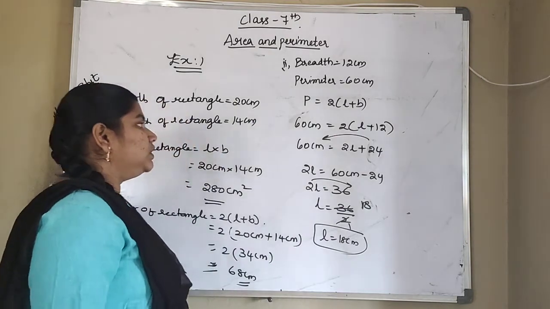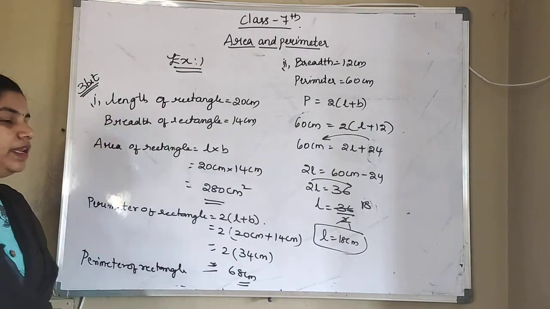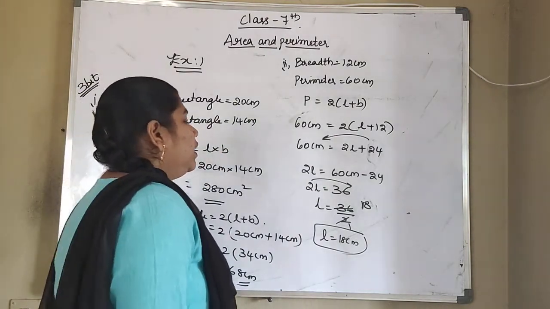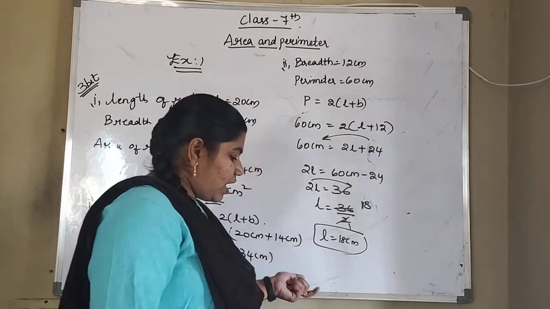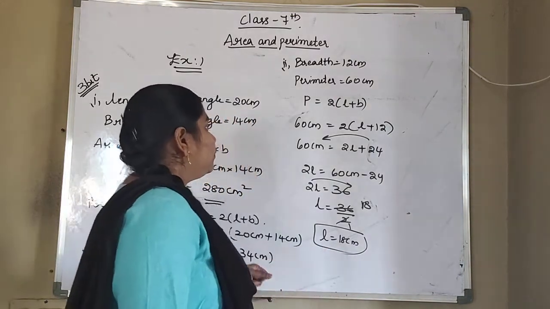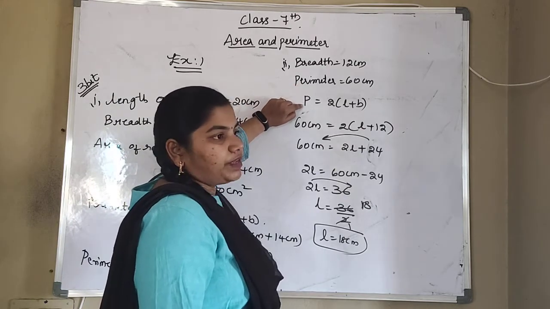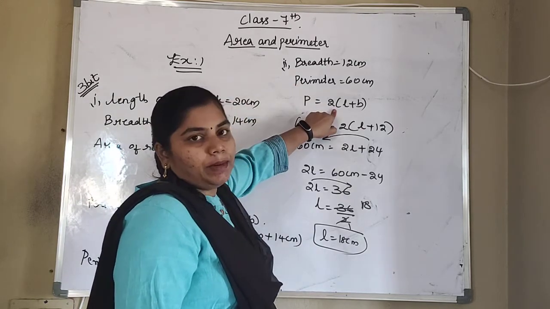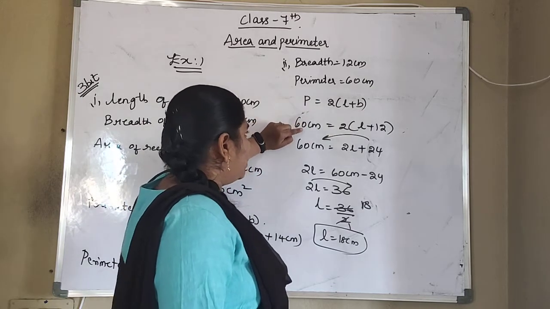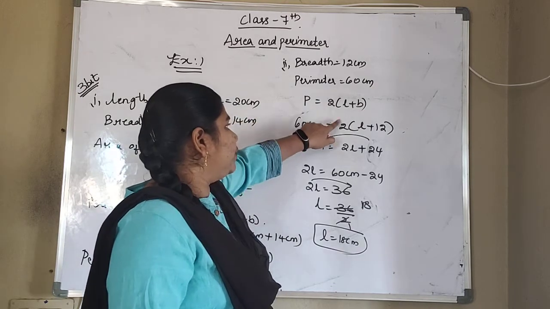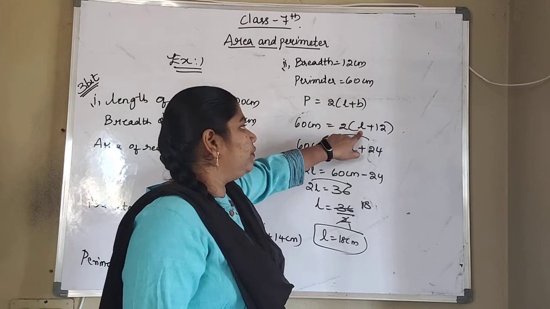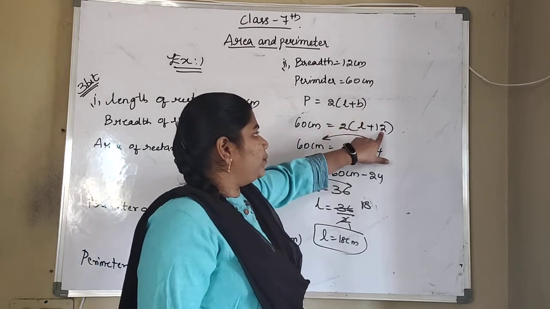Okay, so by using the perimeter we have found the L value, that is 18 centimeters. Now by using this L we have to find the area also. So first you see, they have given the perimeter value. The perimeter of a rectangle formula is 2 into (L plus B). So in place of P I wrote 60 is equal to 2, a constant value, length value we have to find, breadth value is 12.